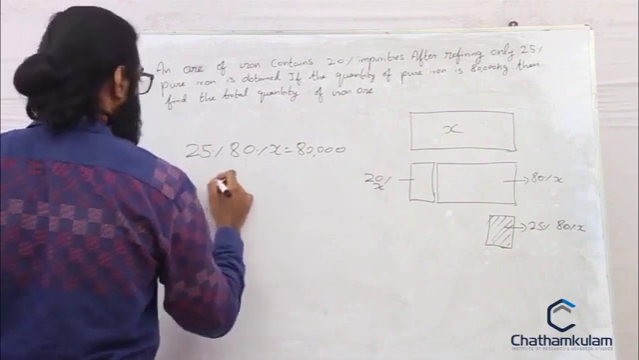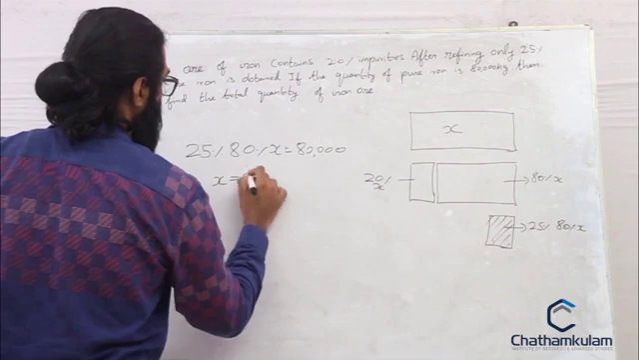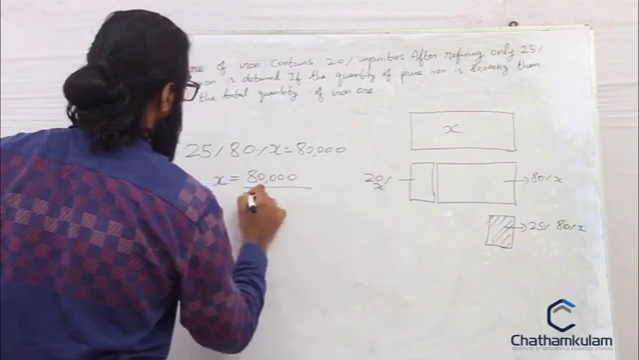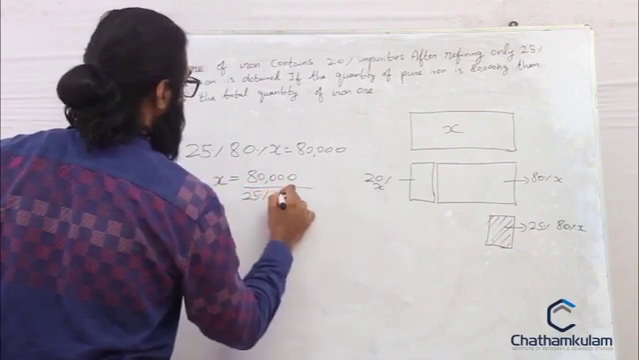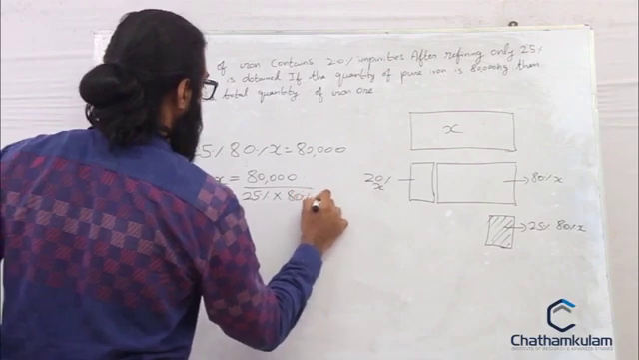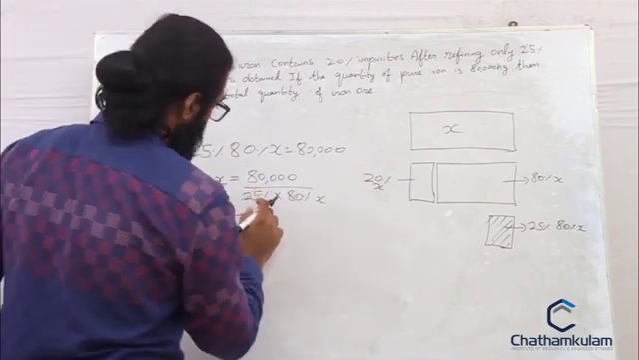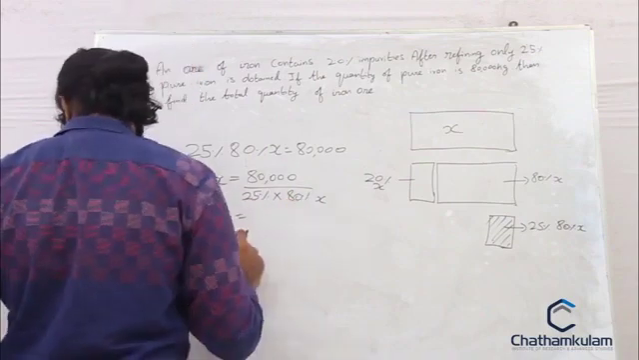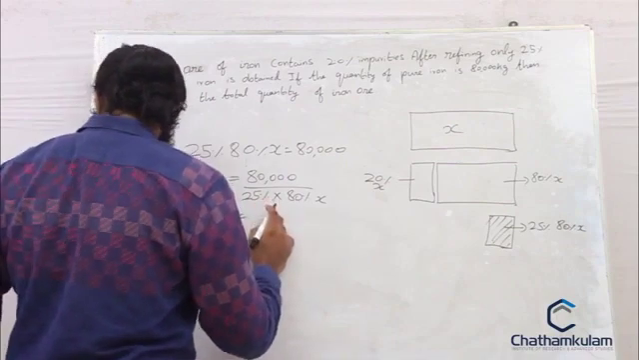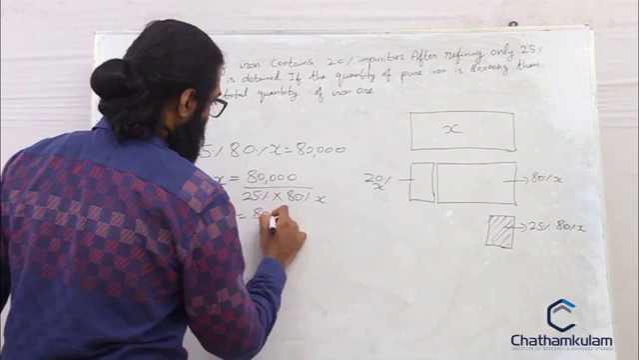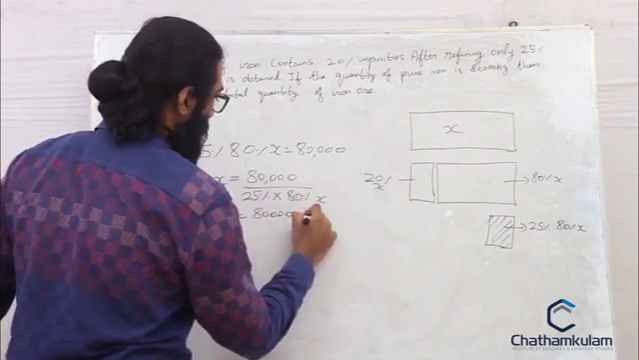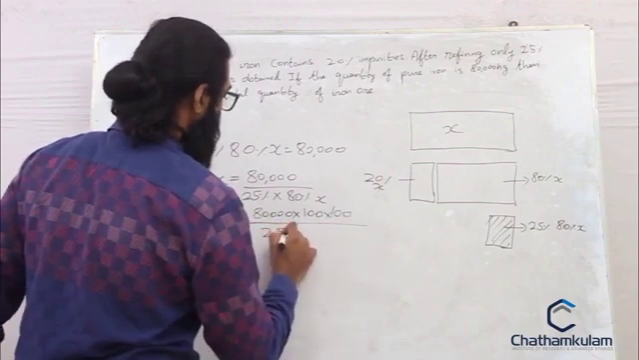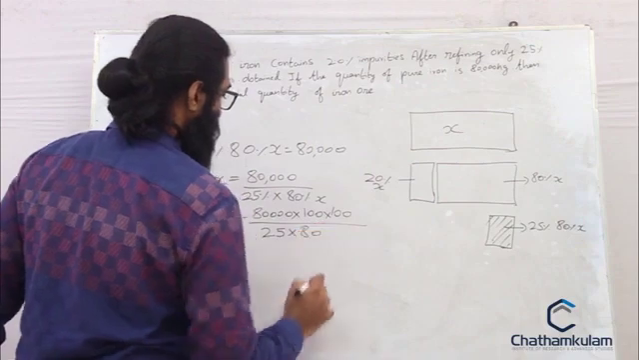So we can write this formula as 25% of 80% X is equal to 80,000, right? So we can write this as X equals 80,000 divided by 25% into 80%, right? So what is 25%? It's 25 by 100. What is 80%? It's 80 by 100, right? So 80,000 into 100 divided by 25 into 80, right?